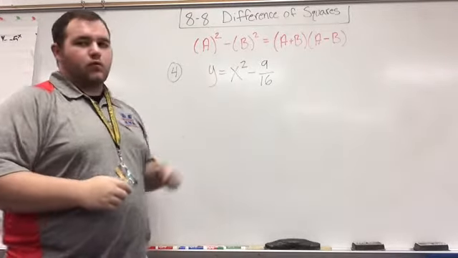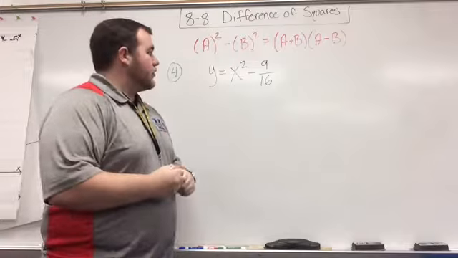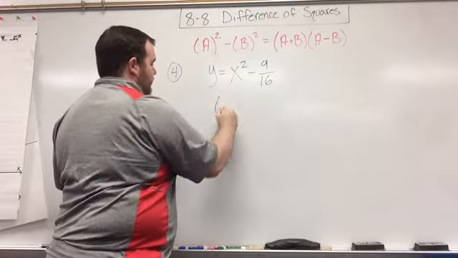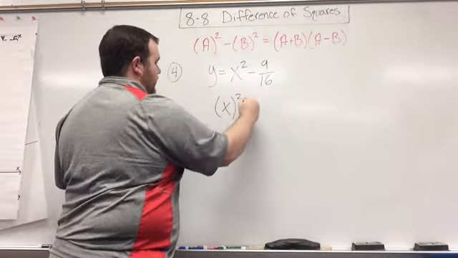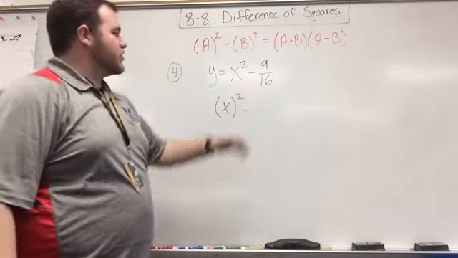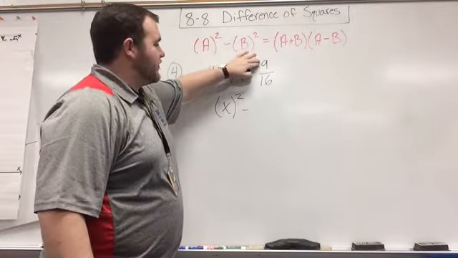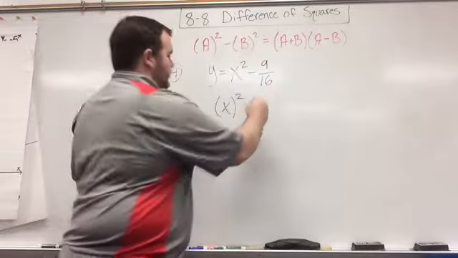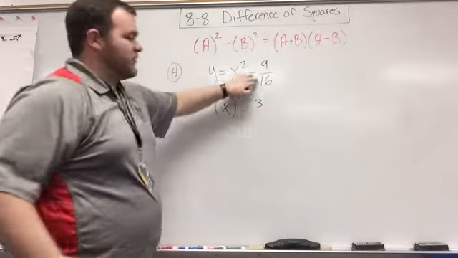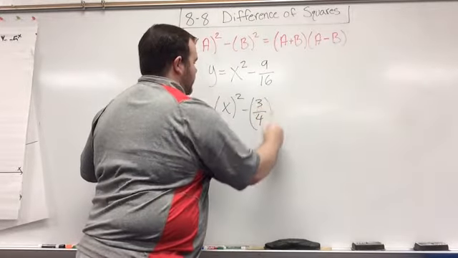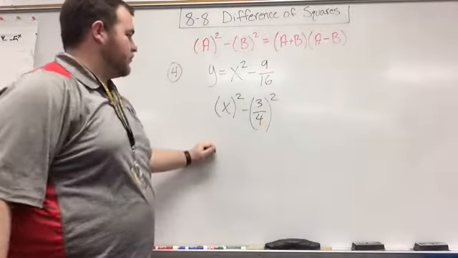And we're going to solve for when y equals 0. So we can go ahead and apply it. What times itself gives us x squared? We get x. And this is where it becomes a little tricky. We have a fraction. Now remember, we're just going to find the square root of the top and the bottom. But what times itself gives us 9? We get 3. And then what times itself gives us 16? We get 4. So we just read it as 3/4 squared.